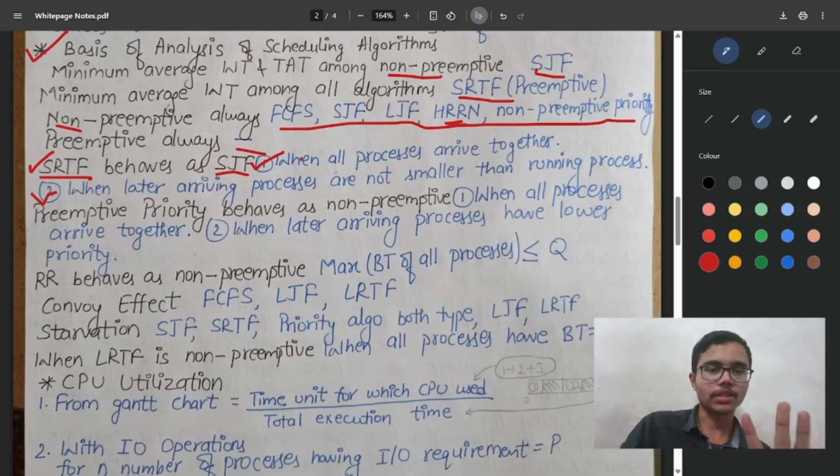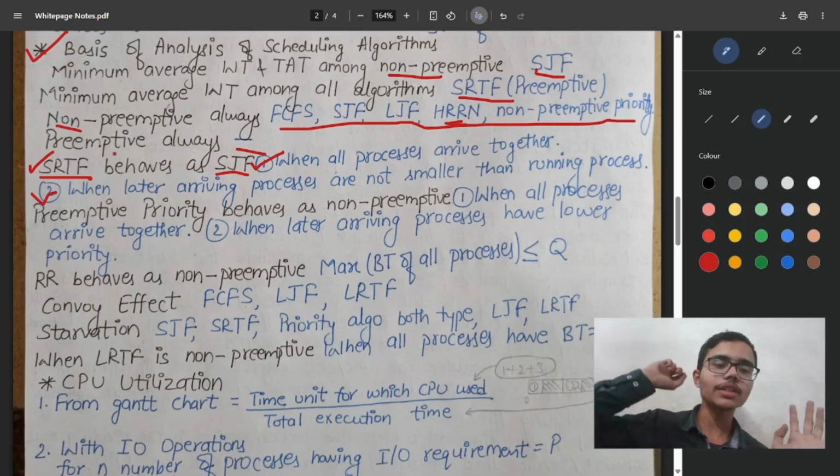I correct myself here: not both conditions must be true. If any one of the conditions is true, then SRTF behaves as SJF. If both of the conditions are true, then SRTF also behaves as SJF. But if any one of the conditions is true, then SRTF behaves as SJF.